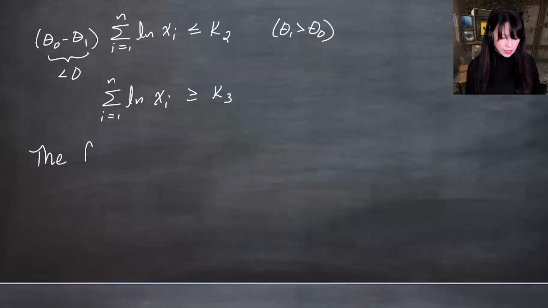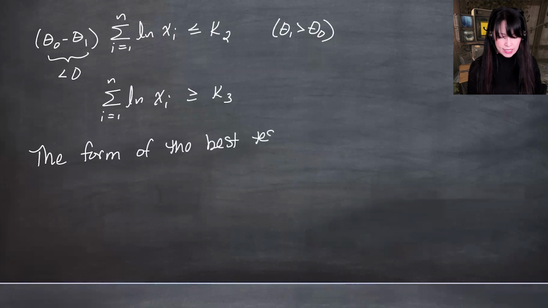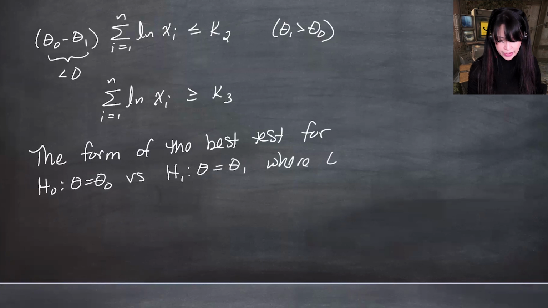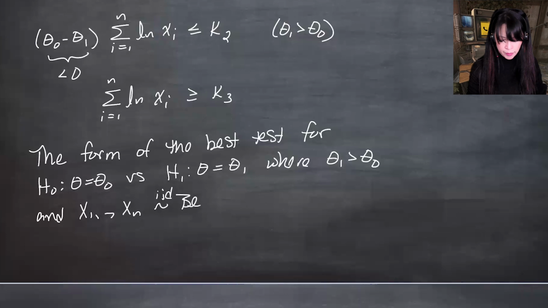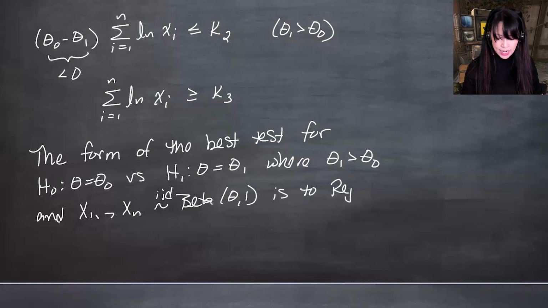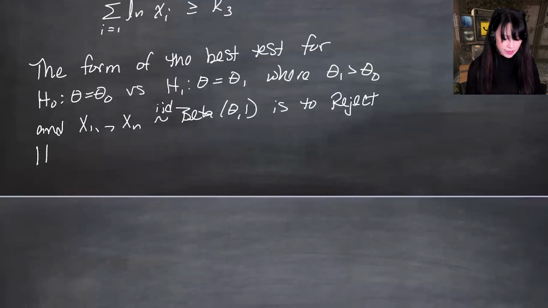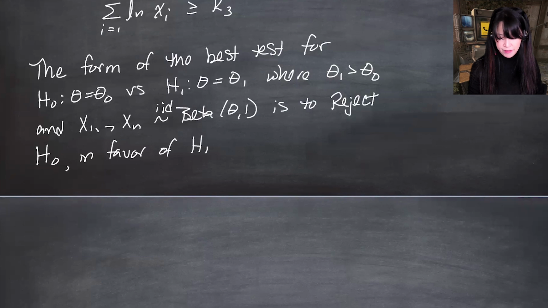Okay, so the form of the best test for theta equals theta naught versus theta equals theta 1, where theta 1 is greater than theta naught, and the data are IID from the beta distribution with parameters theta and 1, is to reject the null hypothesis in favor of the alternative.